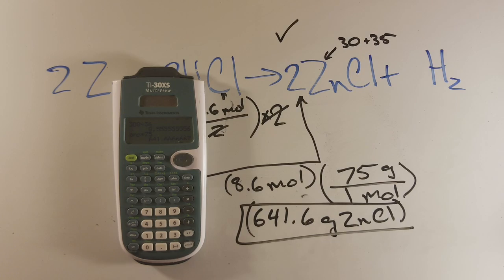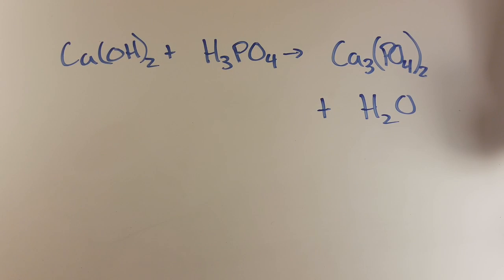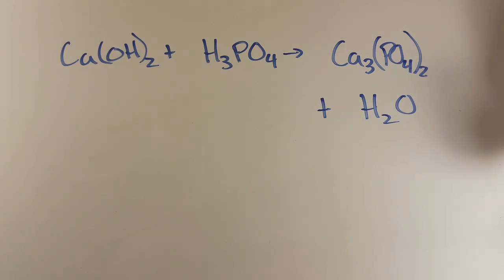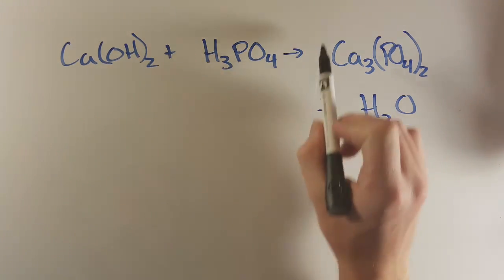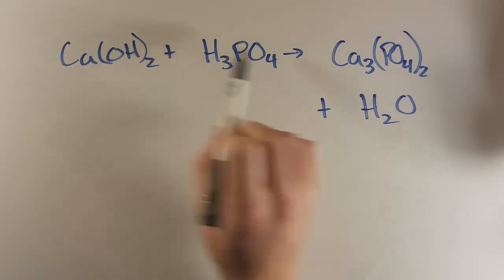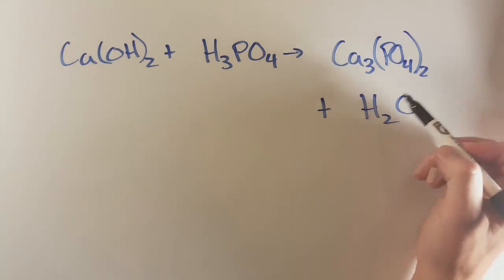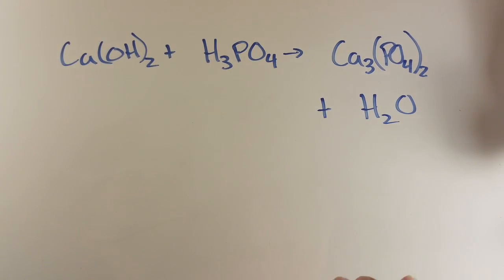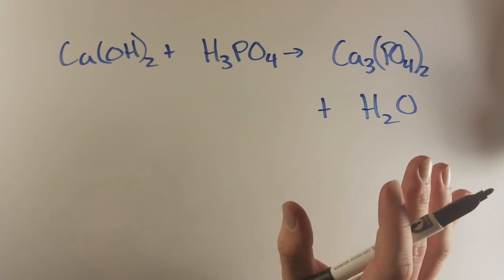All right, let's do one more. So step 1, balance the chemical equation. I hope you guys understand that this is the product right here. This is the reactant. I didn't have enough room. You wouldn't be able to see it. So hopefully that doesn't confuse anyone. I apologize if it does.